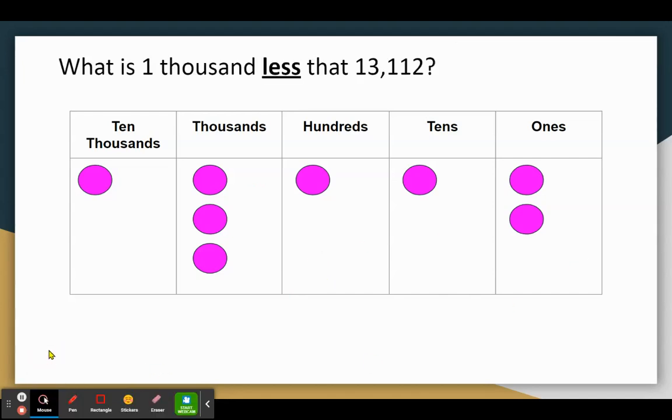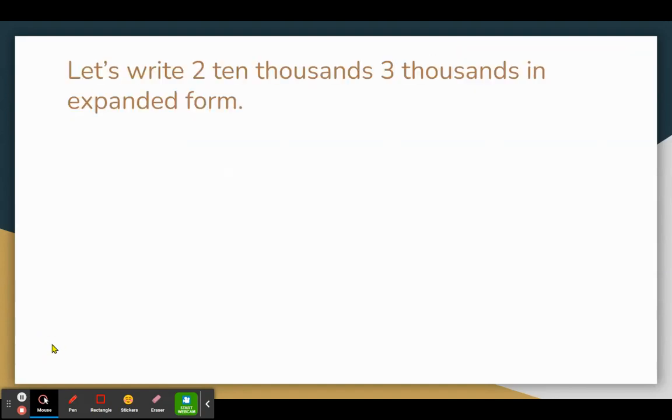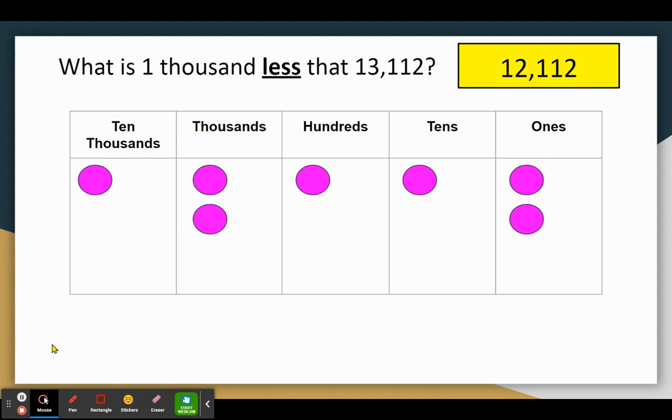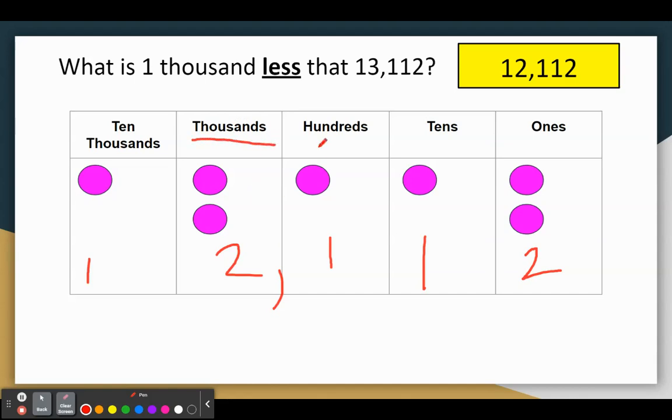Now, what is 1,000 less than 13,112? That's right. 1,000 less than 13,112 is 1 10,000, 2 thousands, 1 hundred, 1 ten, and 2 ones. So our number is 12,112. Notice that the only digit that is changing is in our thousands place. So although we have a 10,000, our 10,000s aren't changing, our hundreds aren't changing, our tens and our ones aren't changing when we're adding or taking away 1,000.